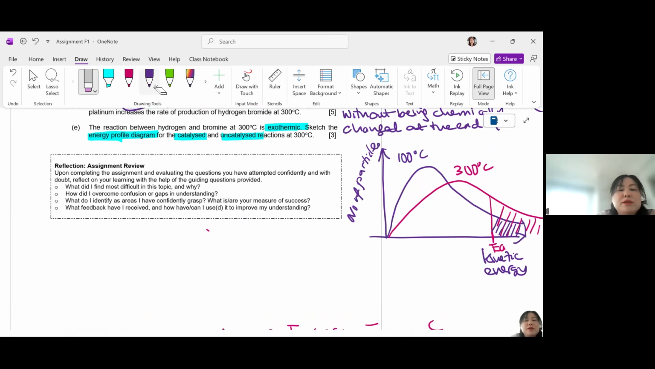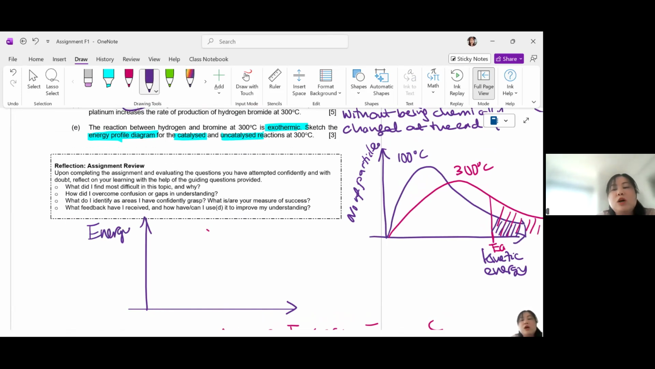So our energy profile diagram again has the axes. So we have to label our axes first. We are expecting, on the y-axis, and don't mix up with the Maxwell-Boltzmann, please, on the y-axis is energy. And on the x-axis it is not energy this time, and it's not time, it is the progress of reaction or reaction coordinate. Okay, progress of reaction.